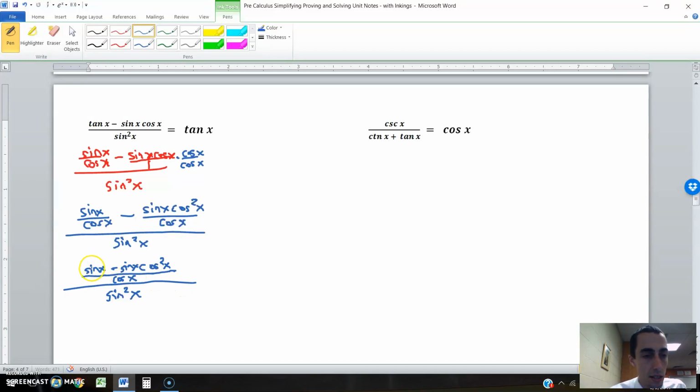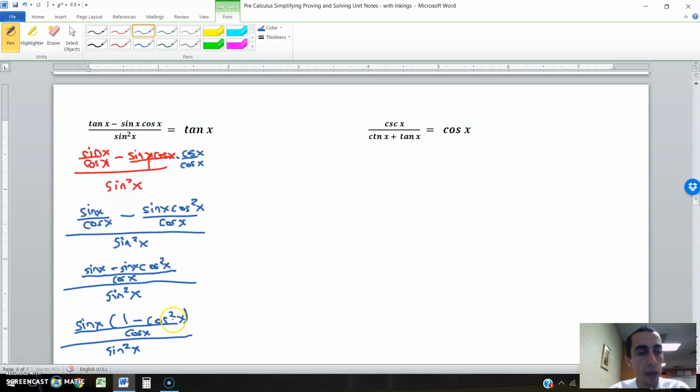Now I see that these two terms have a common factor of sine of x. So I think at this point we should factor out that sine of x. I think you'll see why in the next step. Do that. Notice what's left behind.